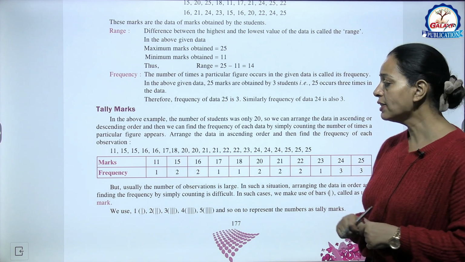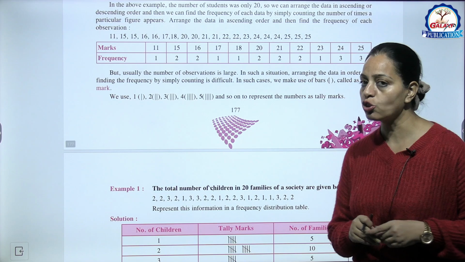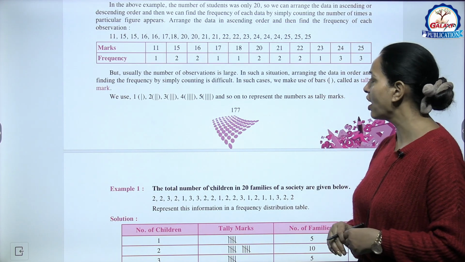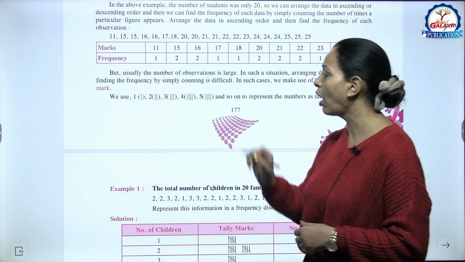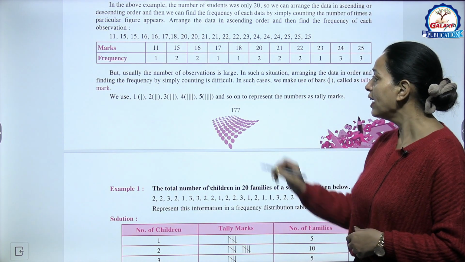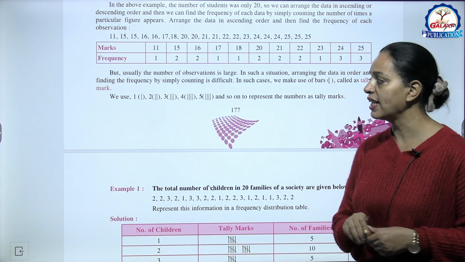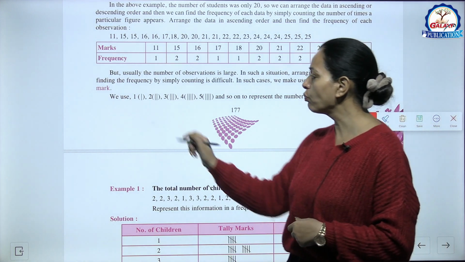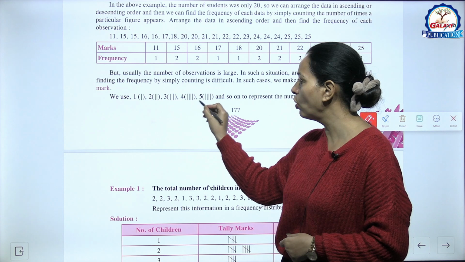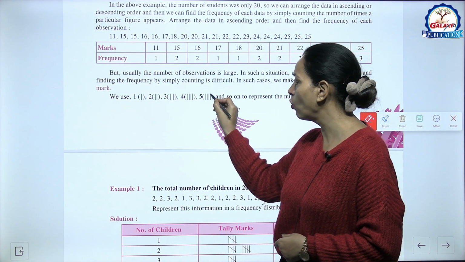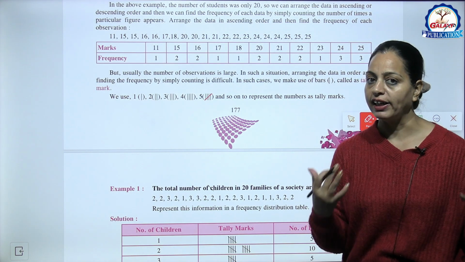Okay, but usually the number of observations is large. In such a situation, arranging the data in order and finding the frequency by simply counting is difficult. In such cases, we make use of bars called tally marks. So we use 1 line for 1, 2 lines for 2, 3 lines for 3, 4 lines for 4, and for 5, 4 lines and 1 diagonal bunch. Okay, so like this we can write the numbers.